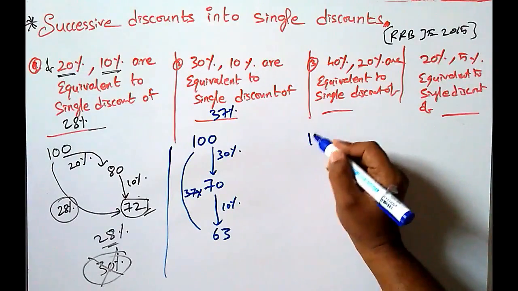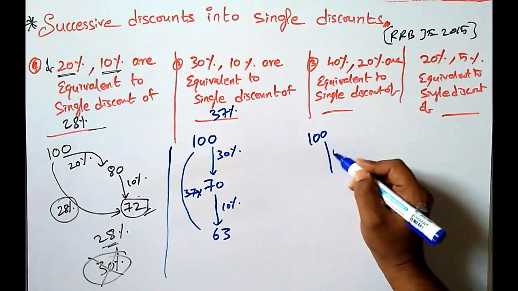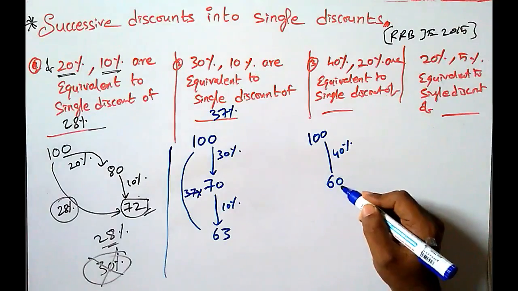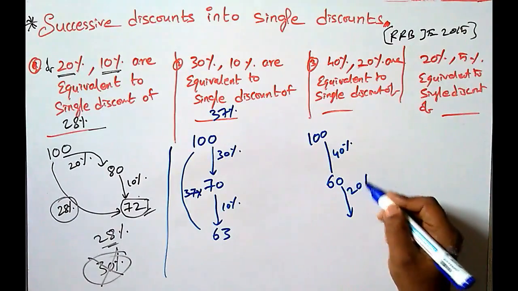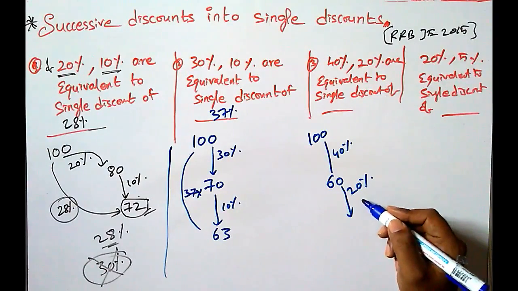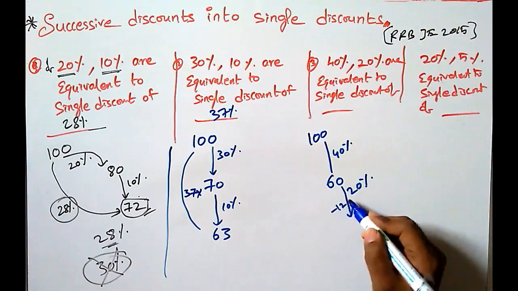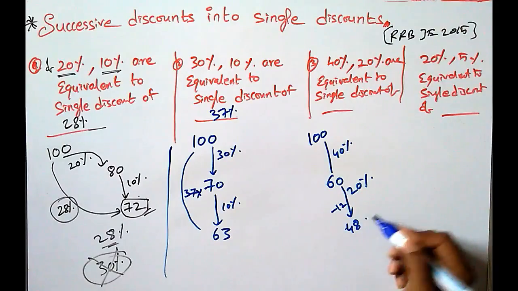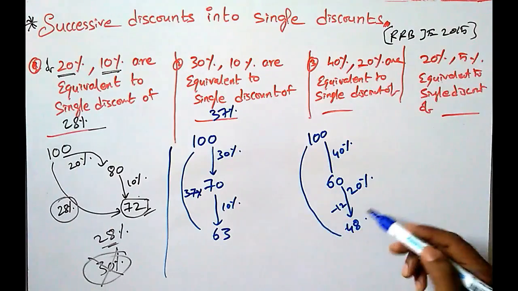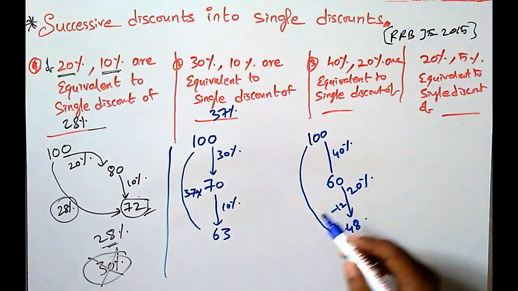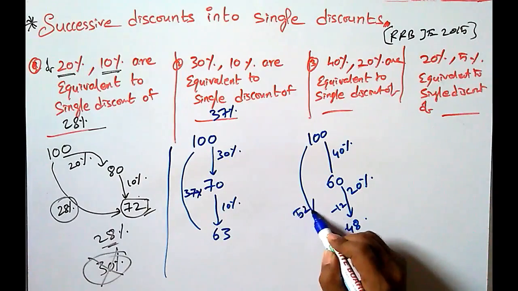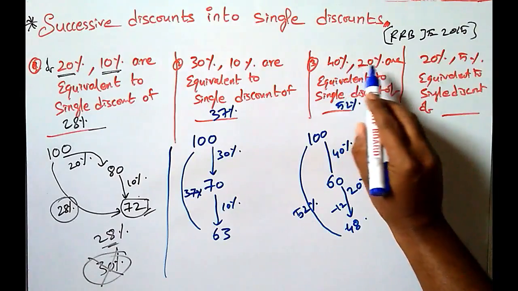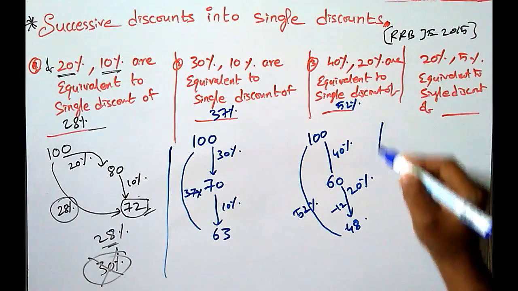The same way here, for 100, if you apply a 40% discount, you have to pay just 60 rupees. On the 60 rupees, if you apply a 20% discount, you have to subtract 12, right? If you subtract 12, how much will you get? 48. If you get 48, then how much discount have you got? 52%. So you are getting just 52%, not 40 plus 20, 60%.